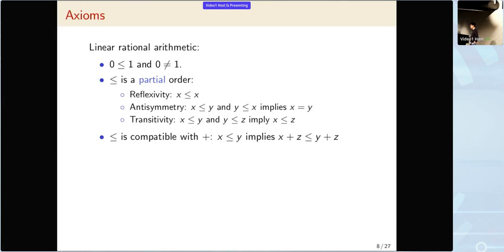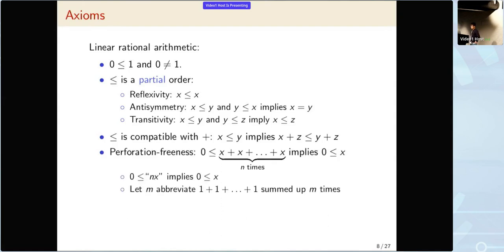Less than or equals to is compatible with plus. So if x is less than or equals to y, you can add the same z to both sides. Perforation freeness: if you have 0 less than or equal to n copies of x added together, you can sort of divide by n on both sides to conclude 0 less than or equal to x. We may abbreviate n copies of x added together as nx, which I may read as n times x. And we also let n abbreviate 1 plus 1 summed up n times.